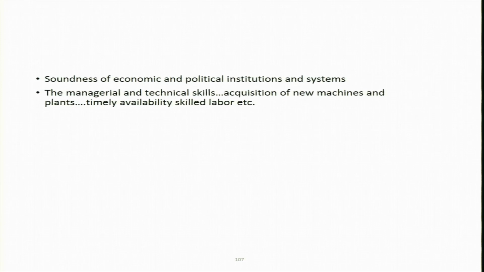It also depends upon their managerial and technical skill, as well as other support that they are getting from the economic and political institutions. That means support from policymakers, the economic institutions, political institutions and legal institutions in the country; all this should support them to expand their production and investment. It also depends on the overall soundness of the economic system, as well as the managerial and technical skills of the firm, because they need to acquire new machines and plants. So there should be timely availability of skilled labor as well if they want to expand their production process.